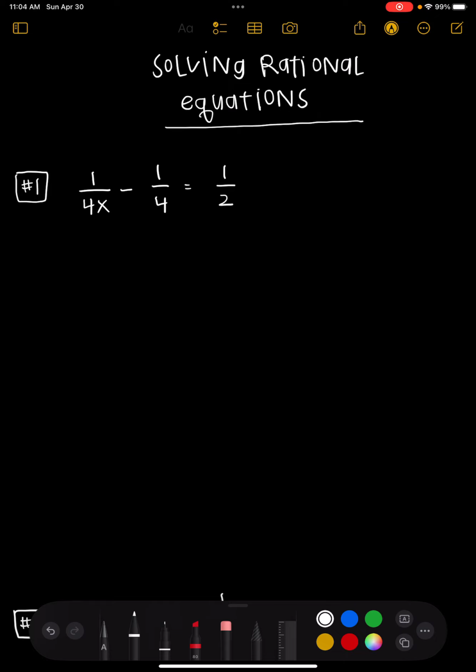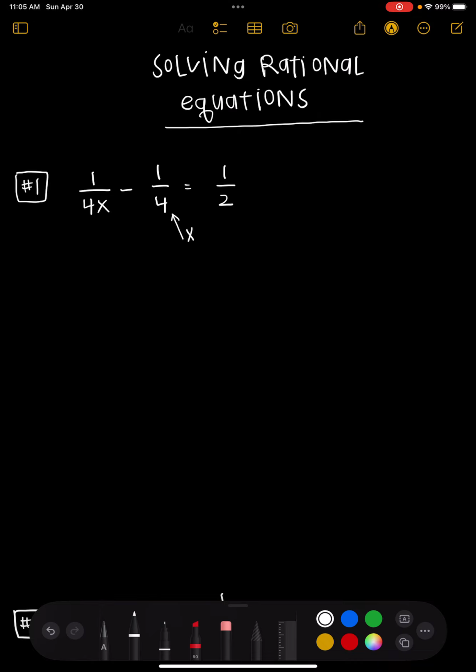So the first step in this is to get common denominators, because in order to add and subtract fractions, we need them to have those common denominators. So let's start with this first example, which is 1 over 4x minus 1 over 4 is equal to 1 over 2. In order to have those common denominators, we need to find something that they could all multiply to. Now, that 4x in the front looks like it's the most complicated, and so we're going to leave that there and see if we can get the other two to be 4x.